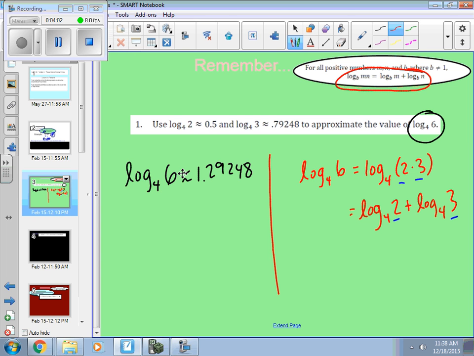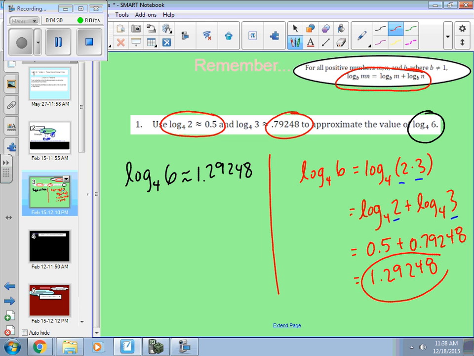Now they tell us approximately what those are equal to. Log base 4 of 2 is approximately 0.5, and log base 4 of 3, they tell us, is approximately 0.79248, and if we add these together, it's approximately 1.29248. Same result we got when we plugged it into the calculator. So that's a way you can use log properties to solve these.